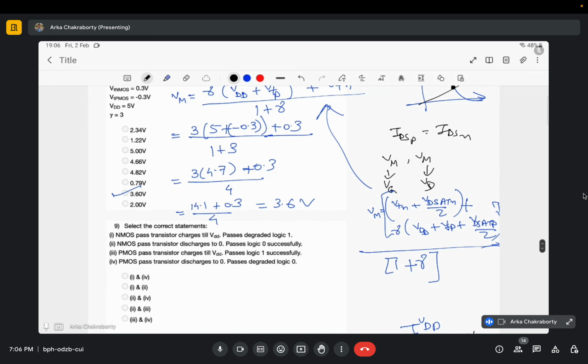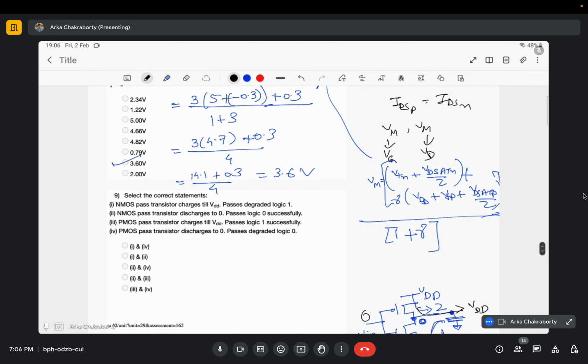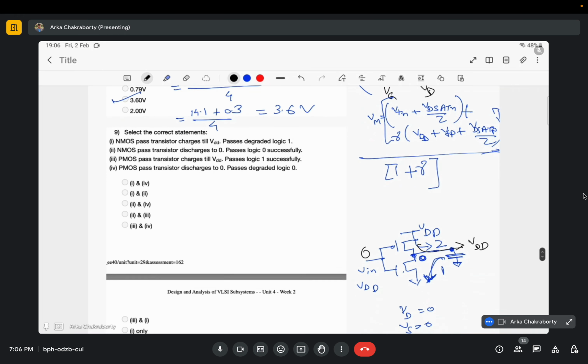Okay, so next part is select the correct statements. NMOS pass transistor charges till VDD passes degraded logic 1. Now I hope you guys have studied about pass transistor logic. I'll be talking about it. Question number 9.